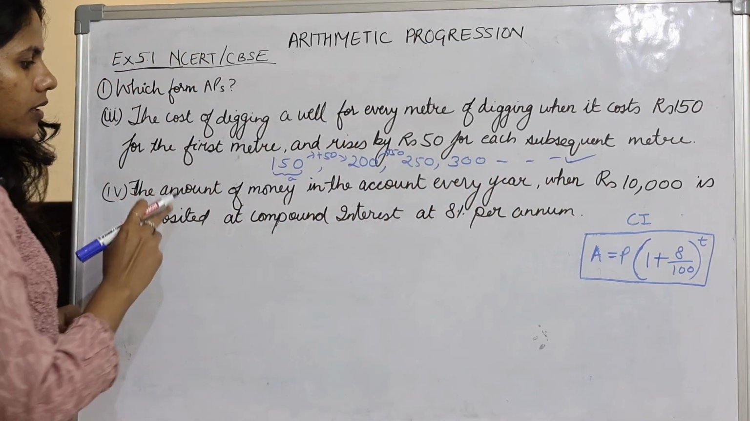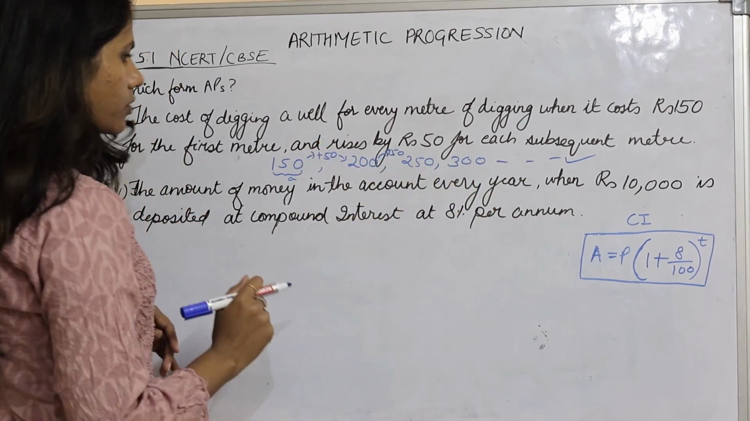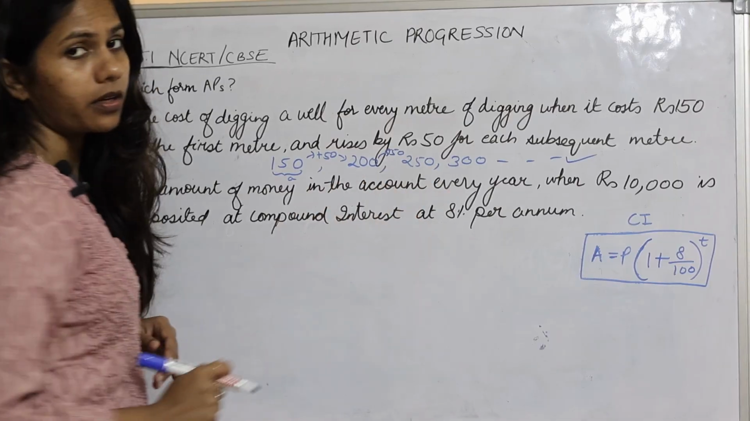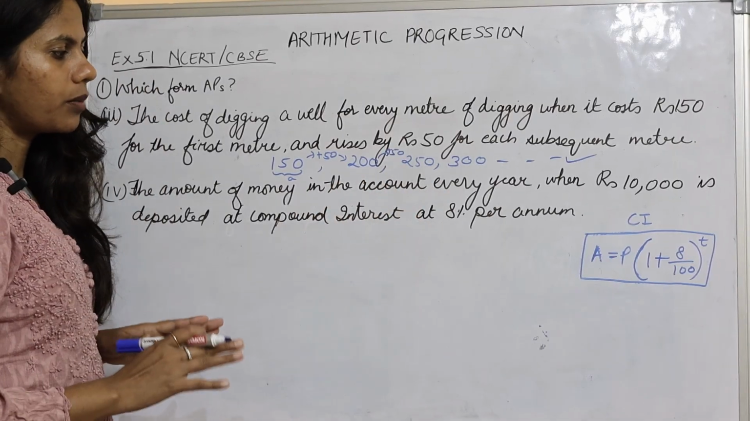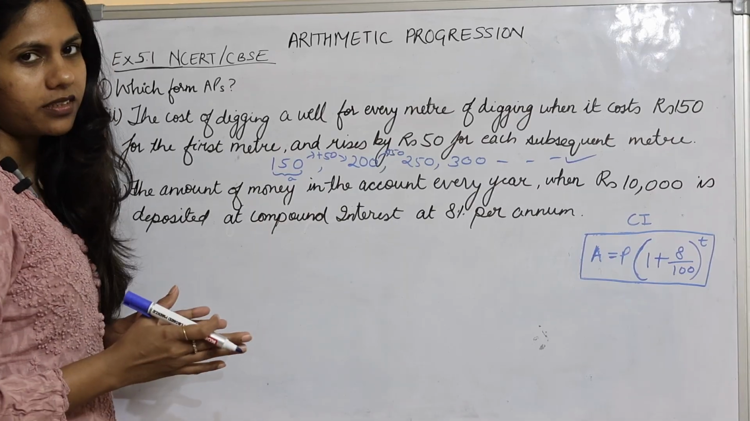Now this one, the amount of money in the account every year when rupees 10,000 is deposited at compound interest at 8% per annum. See, usually compound interest doesn't count into APs, but you should never take a chance.